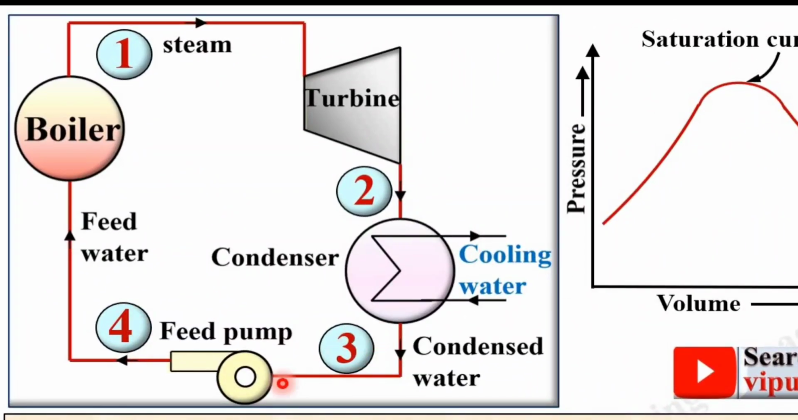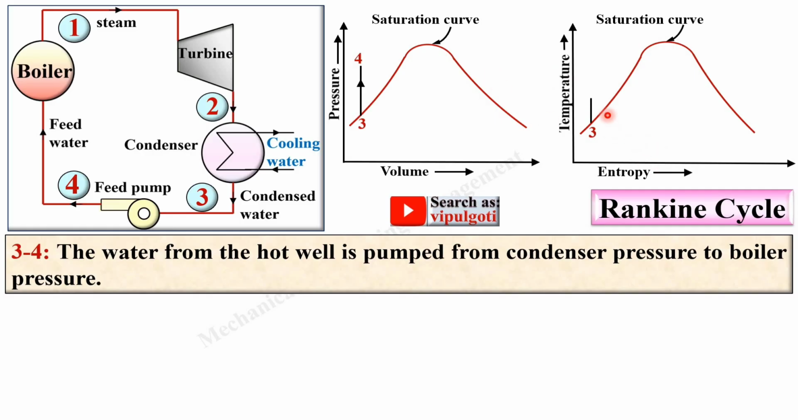Now I am going to start with the 3-4 process first. Here the water from the hot well is pumped from the condenser pressure to the boiler pressure with the help of this feed pump. So simply you can understand the pressure is increased with the help of this feed pump. I can mention this is the 3-4 process. But here you can understand during this 3-4 process the volume remains constant, because only the pressure is increased with the help of this feed pump. On the temperature versus entropy diagram, it is like this. Entropy remains constant because this is isentropic compression.